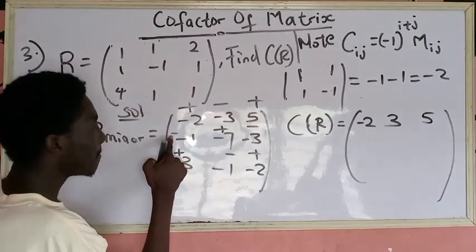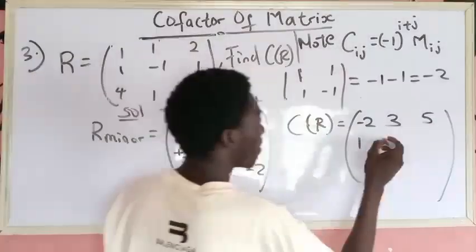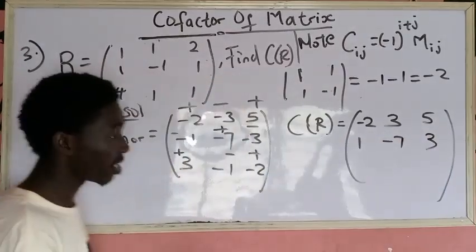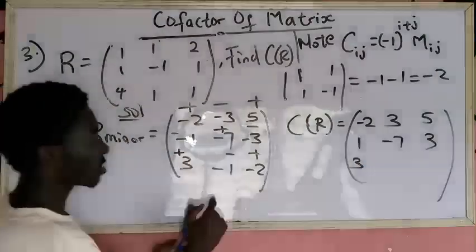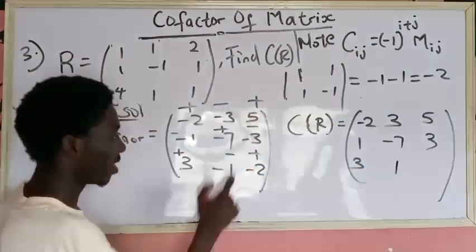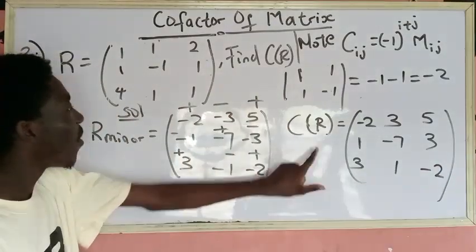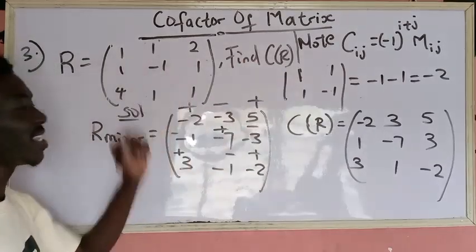A 5. Minus times minus 1, you have a plus 1. This and this, you have a minus 7. Minus and minus 3, you have a plus 3. Plus and 3, you have a 3. Minus and minus 1, you have a plus 1. And this, you have a minus 2. That's the check for the cofactor of a 3 by 3 matrix. And this is a 3 by 3 matrix. This is the cofactor of these matrices.